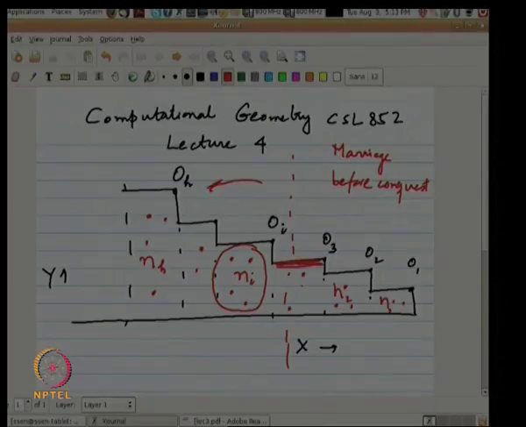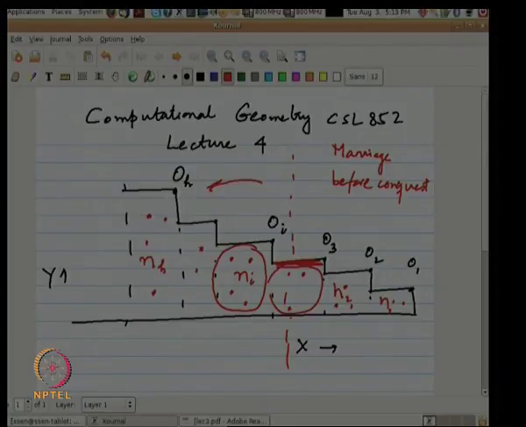So, these points that are under these steps: the moment you discover that step, certainly all the points below that step, so here all the points that fall into this region, should disappear, because we know that they can never be maximal points, right.